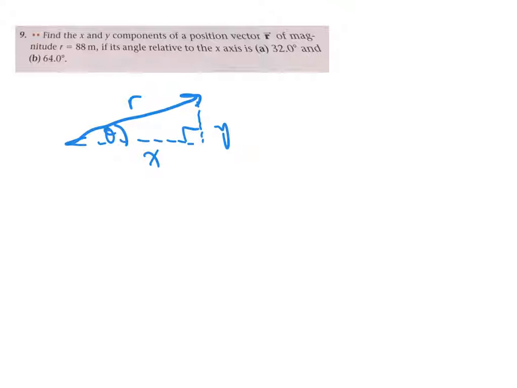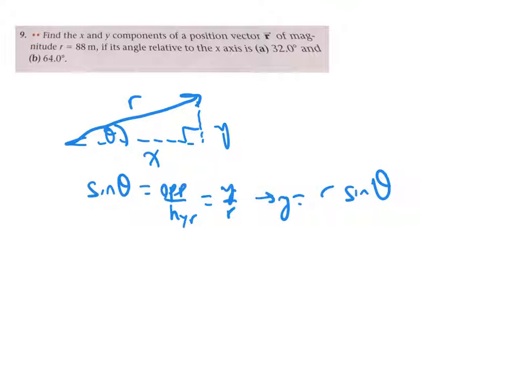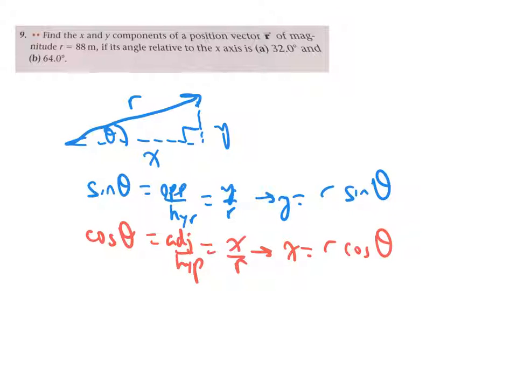Then we can use some trig, and we say, well, for instance, the sine of the angle is the opposite over the hypotenuse, or y over r, which tells us that y has to be r sine theta. And similarly, cosine of theta is adjacent over hypotenuse, which is x over r, and we can solve that by cross multiplying by r. We get that x is r cos theta. And then all we have to do really is plug in our numbers.